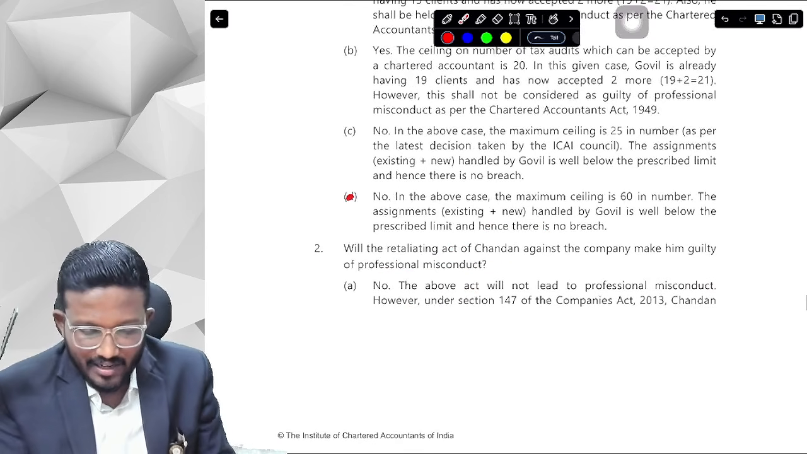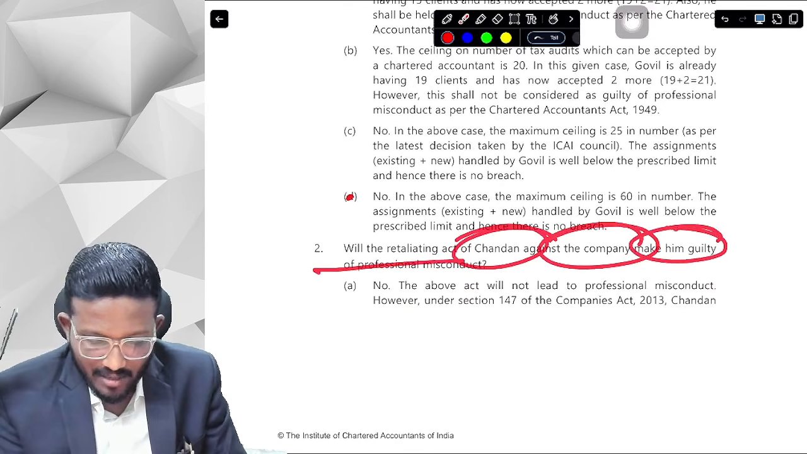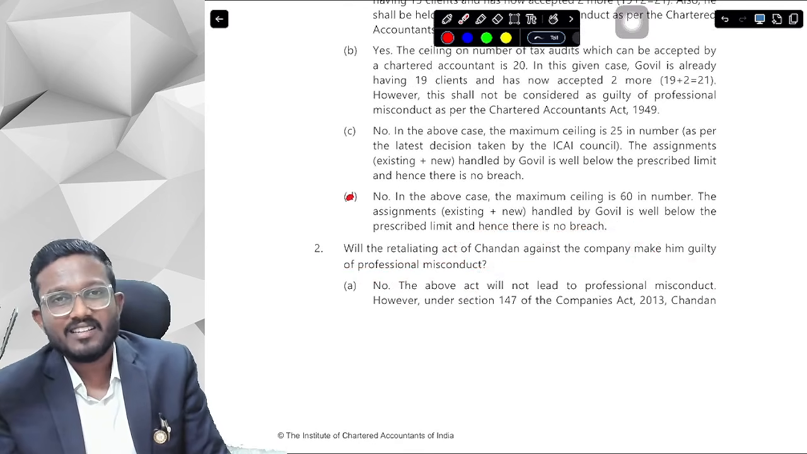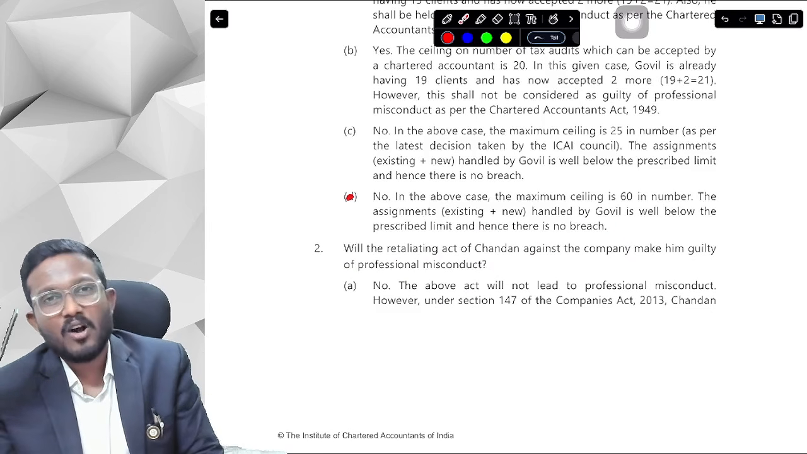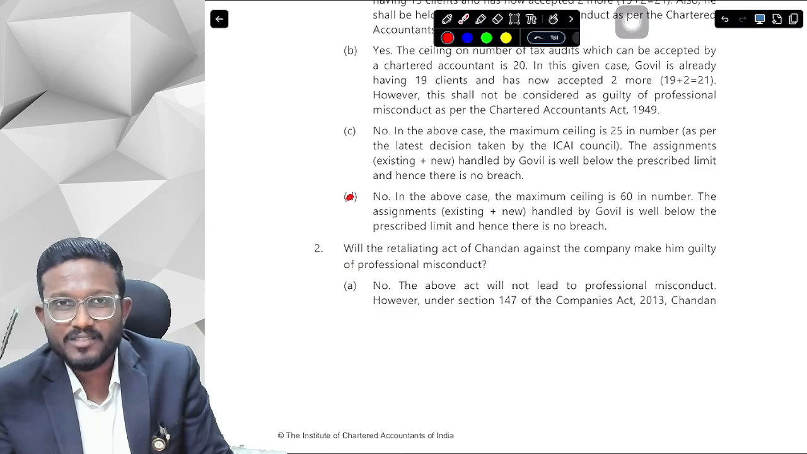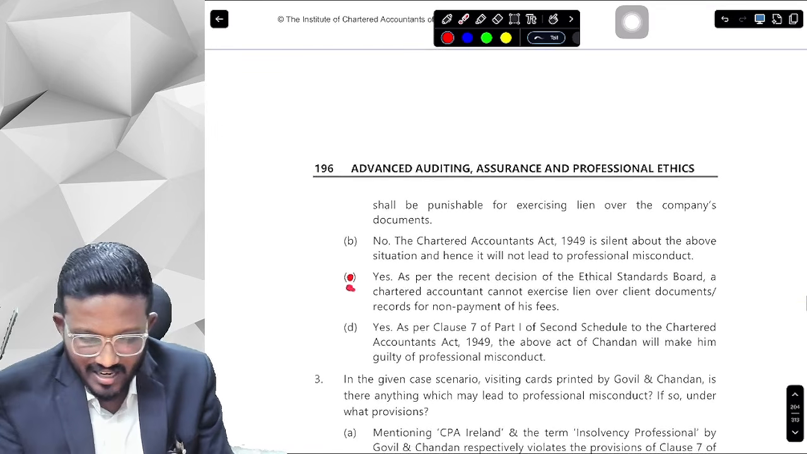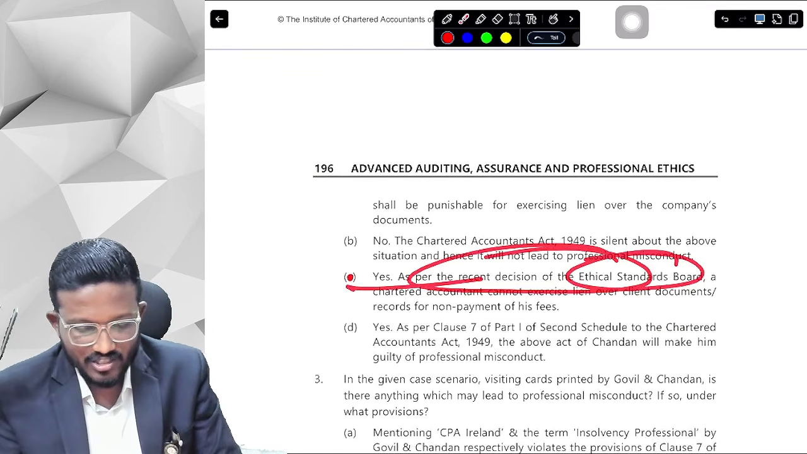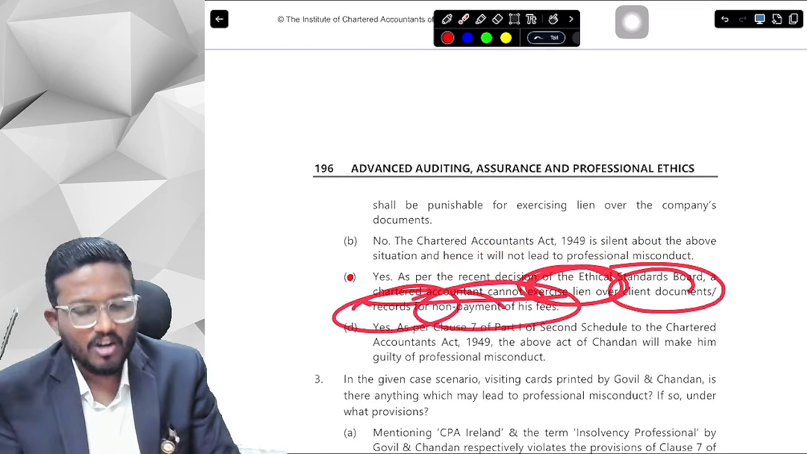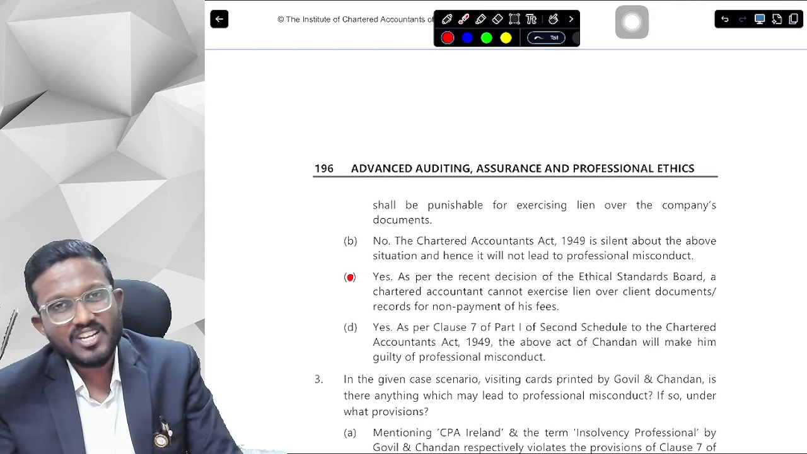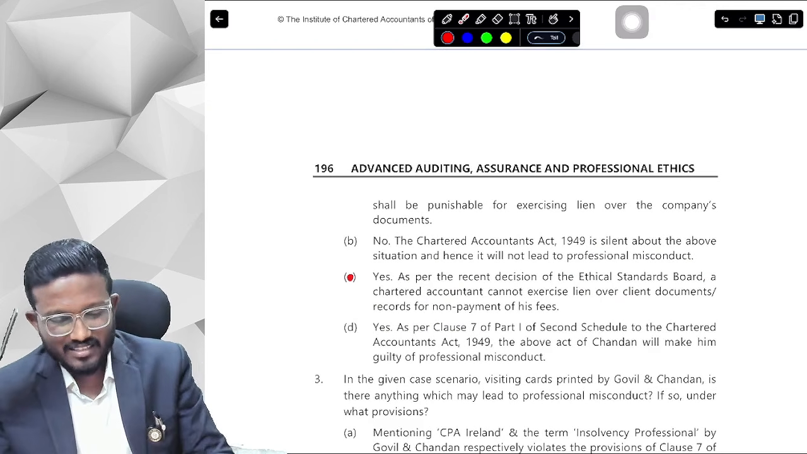Next, will the retaliating act of Chandan against the company make him guilty of professional misconduct? So here, what has Chandan done, sir? Chandan has maintained a lien over the books of accounts of the company because the company was not paying the fees of Chandan. Can Chandan do that? No sir. As per a recent Ethical Board decision, a chartered accountant cannot exercise a lien over the client's documents or records for non-payment of his fees. So yes, here Chandan will be guilty. Okay, yes sir. Next is what, sir?